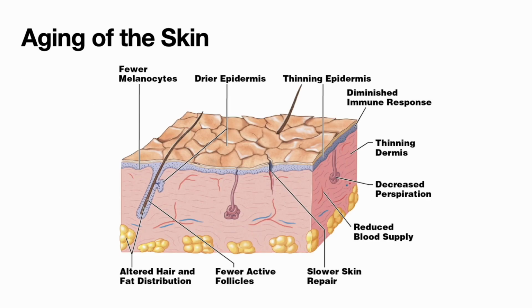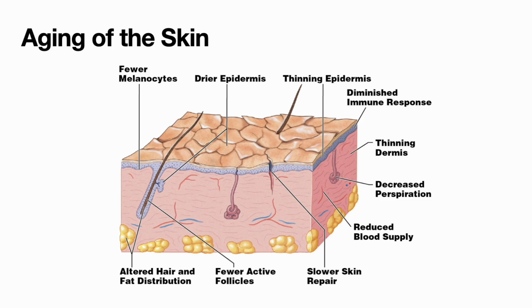As your skin ages, a bunch of things happen. We're going to see that there are fewer melanocytes in the skin, which means that melanocyte activity is going to decline. And so we may see that the skin lightens with age. It also may mean that older people are more susceptible to sunburns. We're going to see that the epidermis becomes drier, and that's because the sebaceous glands tend to secrete less sebum.